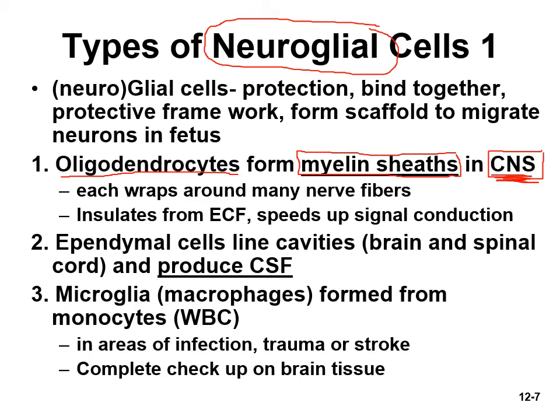So the oligodendrocytes are going to do the myelination in the central nervous system. And as you can see right here, it says it insulates it, so it speeds up the signal conduction. We're going to talk more about that in a second.